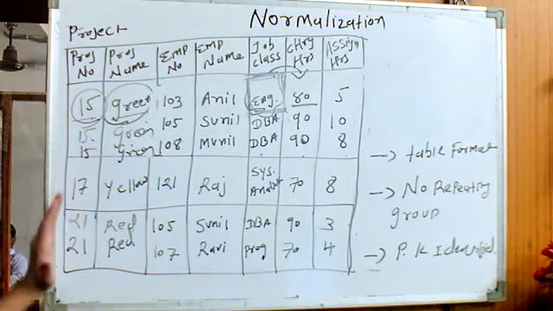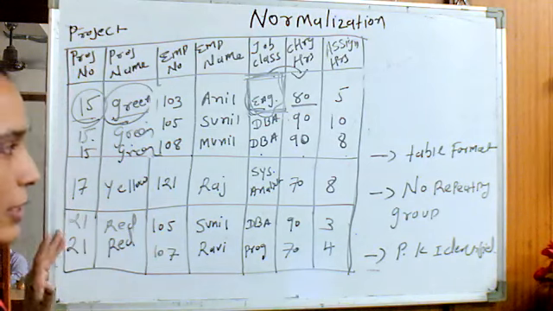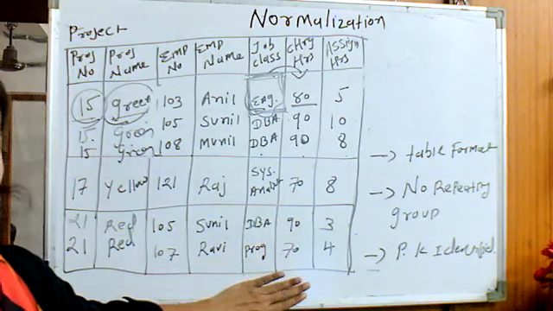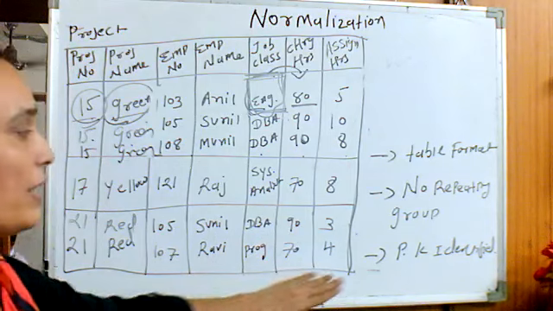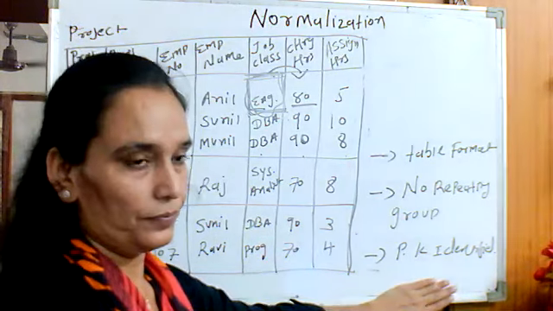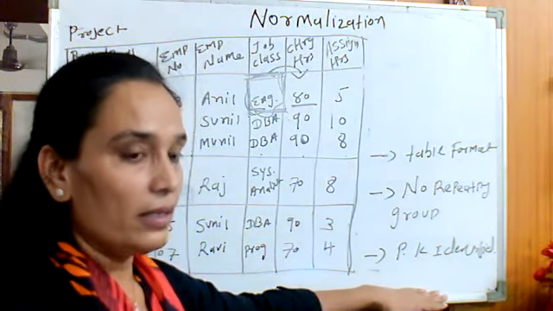Now there is no repeating group and there is no null value. Data is in table format. Now we have to identify our primary key. Which will be the primary key in our table?